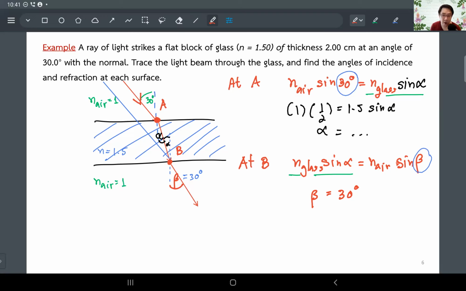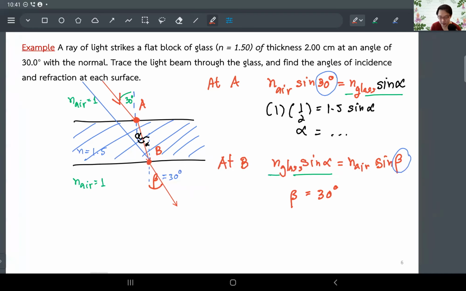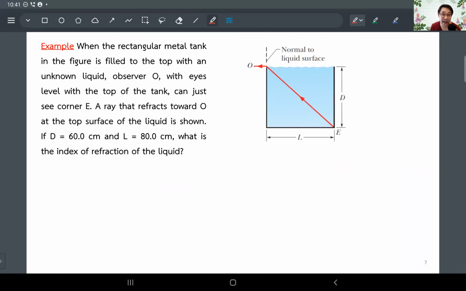Next, keep going. I hope it's not too hard, it's pretty easy going. Okay, guys, this is a more challenging one, and I want you to try this. When a rectangular metal tank in the figure is filled to the top with an unknown liquid, observer O has eyes level with the top of the tank.